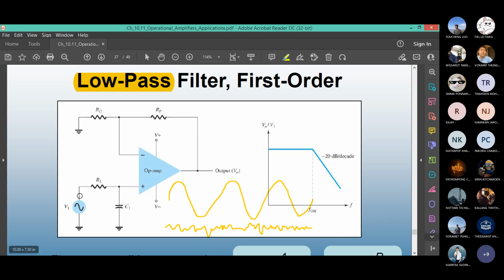So first, with the input, you will connect a resistor first and then a capacitor. The capacitor goes to the ground. Output is, in real life, the output does not drop exactly at the cutoff frequency. It will slowly decrease. So the gain becomes less and the noise has no chance to amplify.